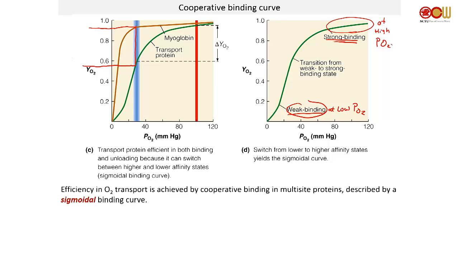Efficiency in O2 transport is achieved by cooperative binding in a multi-site protein, and this is described by a sigmoidal binding curve. Initially the slope is very small, and then all of a sudden it transitions. You have a transition from weak to strong binding site. So initially it's weak, then you have a rapid transition, and then it becomes strong.